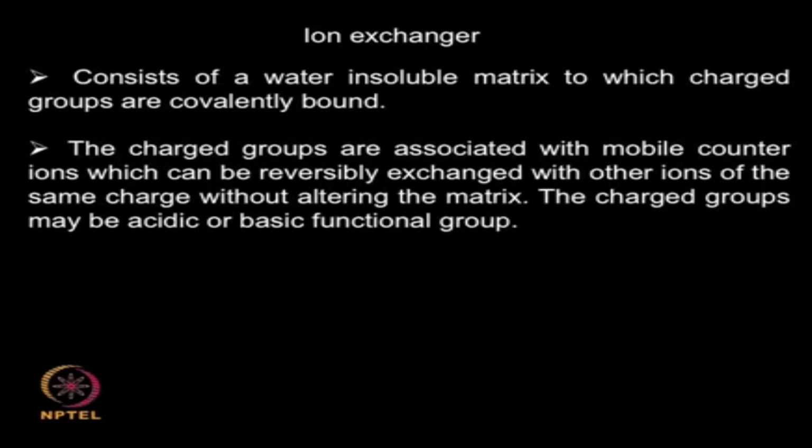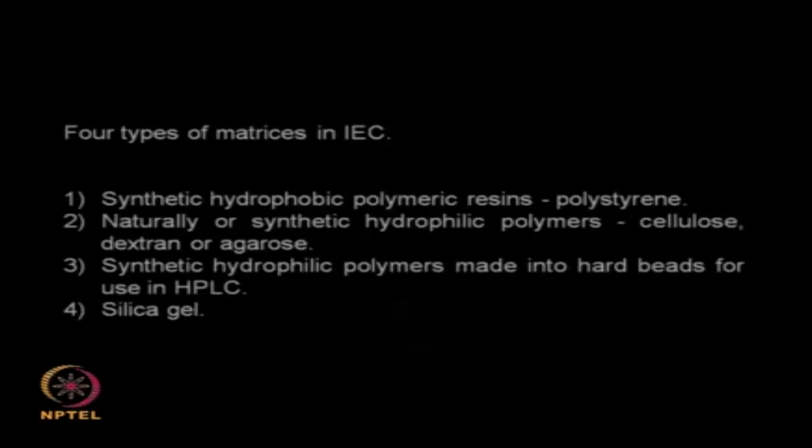So what does an ion exchanger contain? It consists of a matrix, that is an insoluble matrix, that will be the base on which the ionic ligands are immobilized through a covalent bond, okay. The charge groups could be acidic, or the charge groups could be basic functional groups.